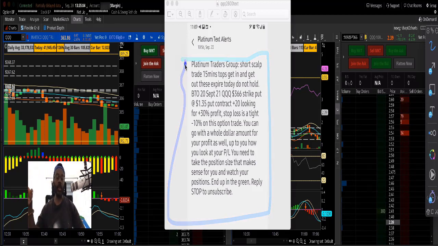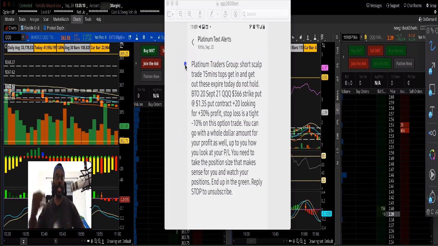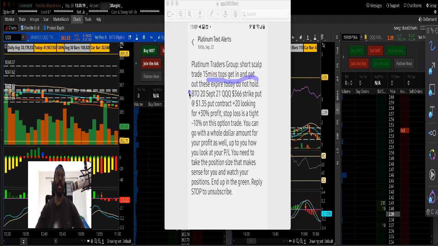I'm very detailed with my real-time text alerts, because my members have got to get these in a timely fashion, and when they get in and when they get out. So you can see right here, I tell them exactly what it is. It's a short scalp trade, 15 minutes tops, get in and get out, right? These expire today, do not hold.